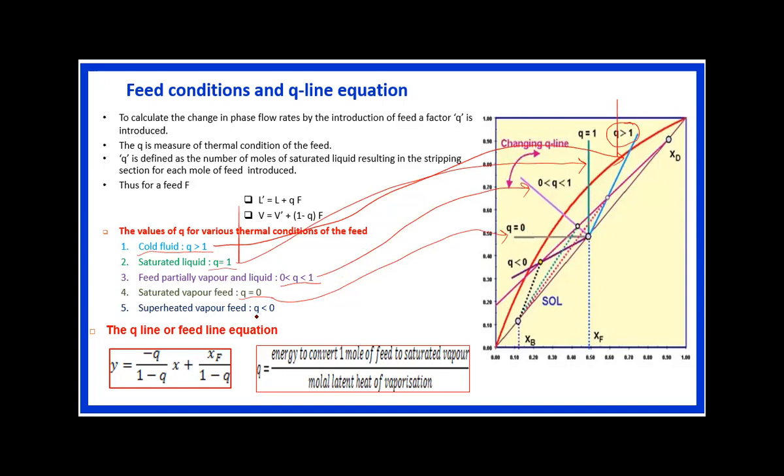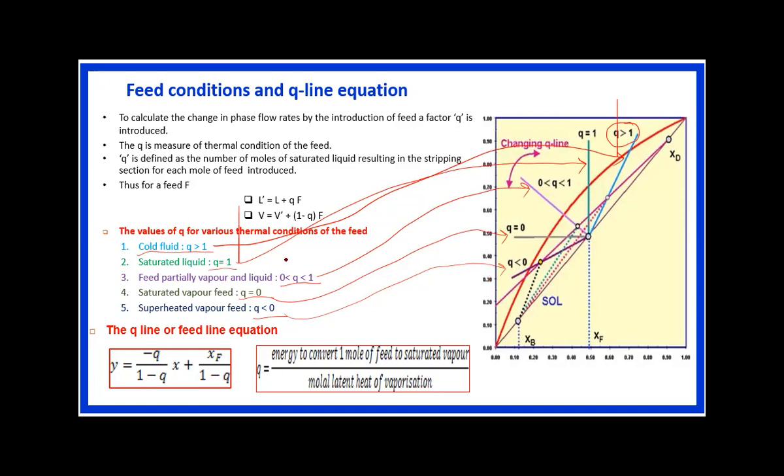Then the last condition is superheated vapor, which is represented by q less than 0, shown in this graph below the q equal to 0 line. So these are the 5 different conditions of the feed line or q line on the XY diagram. When we have to plot this q line or feed line, we must think about the feed condition and only then draw it, right?